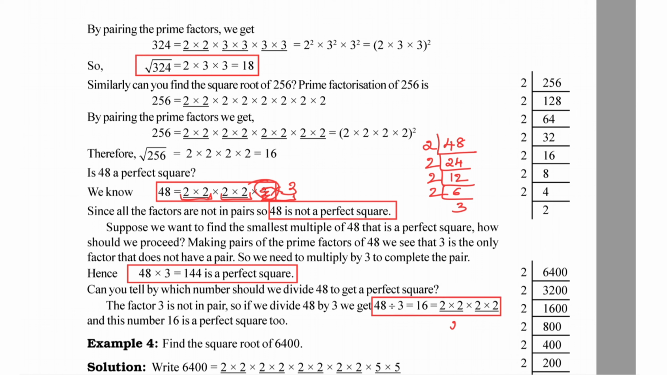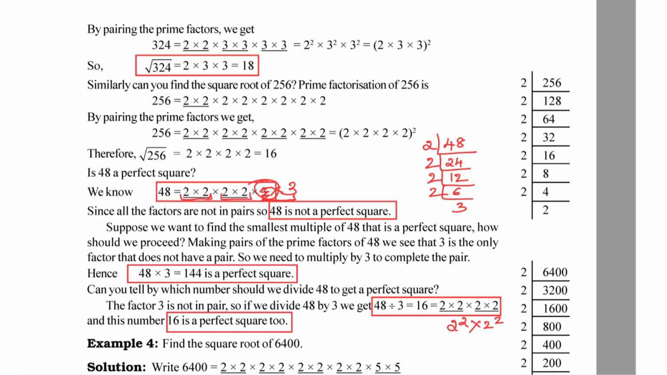So now this is 2 square into 2 square. So we have 4 into 4, that is 16. So we get 16 here. Once we divide 48 by 3, now that is a perfect square.